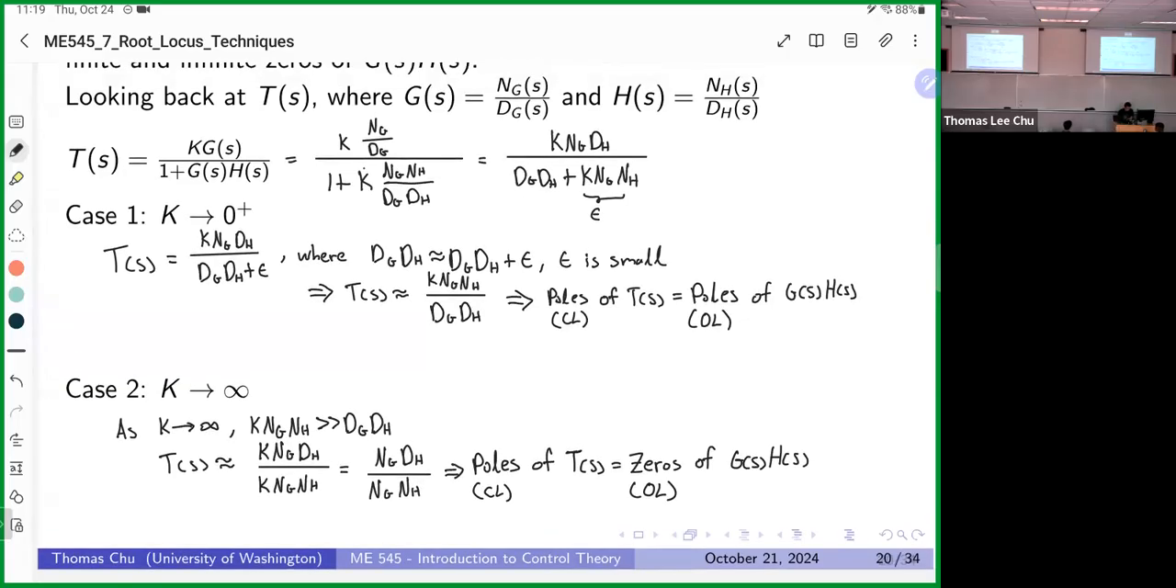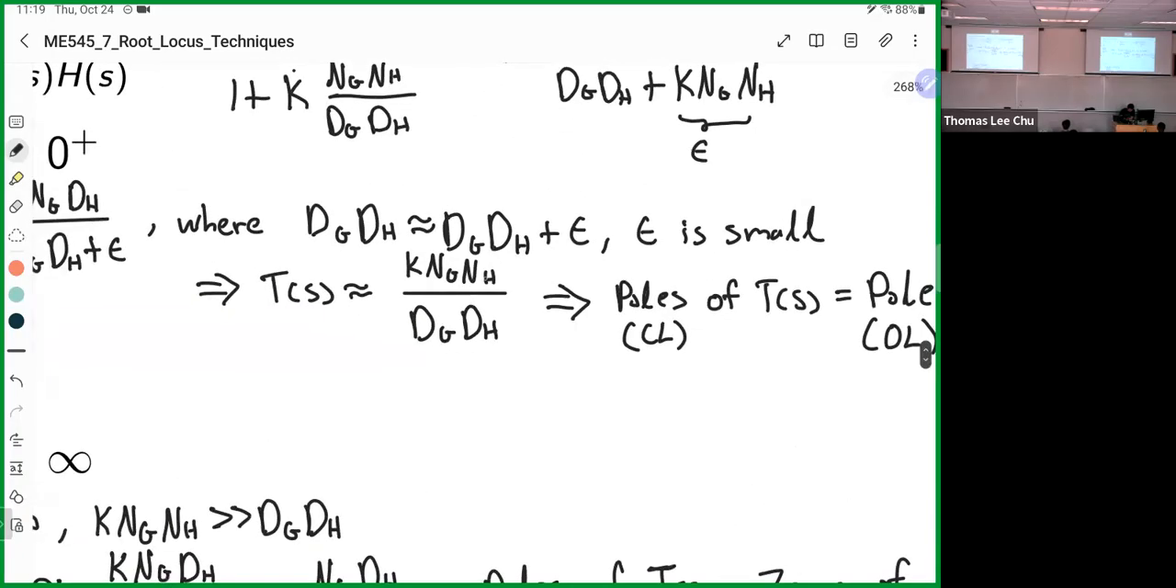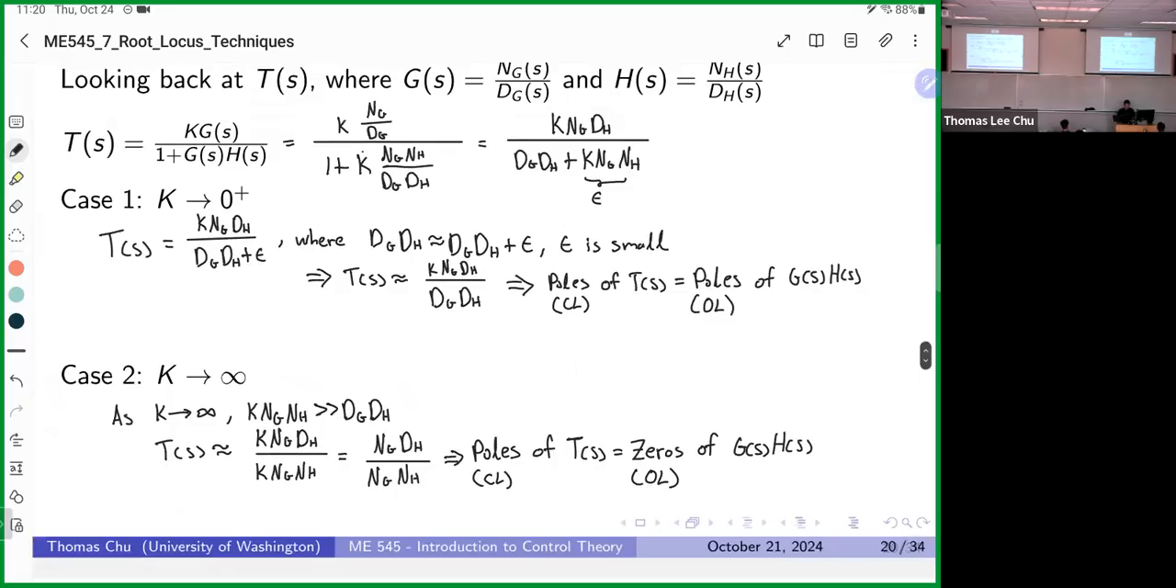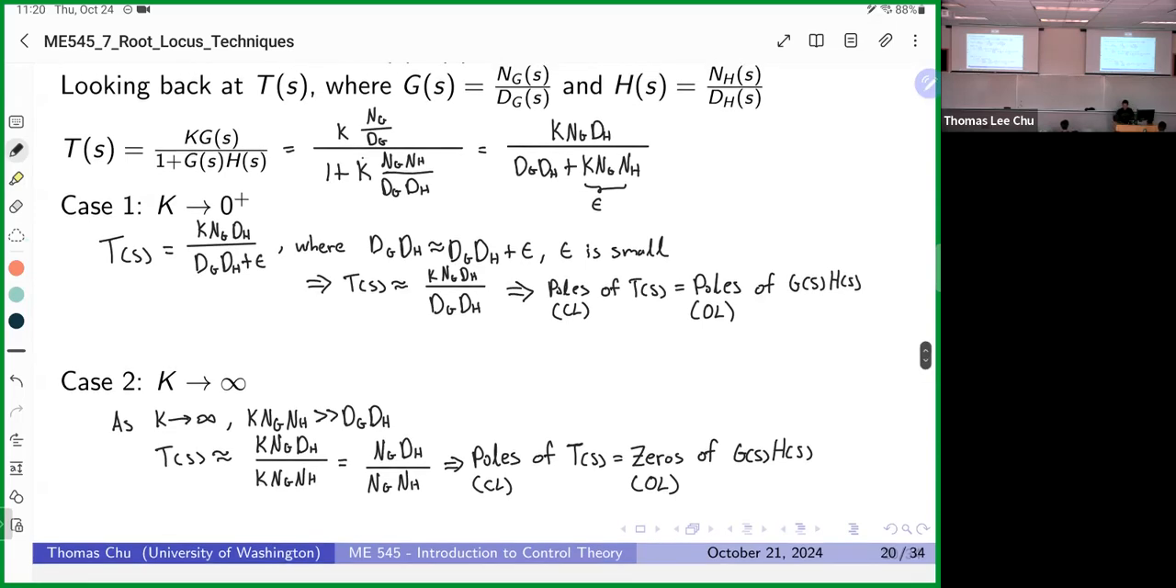NG times, oh yeah, thank you. I don't really care about the closed loop zeros, but yeah, this was the correct one. I mean, I do care about the closed loop zeros, but it's not as important for drawing the root locus. It doesn't tell us anything for drawing the root locus. All right, and we'll continue this on Monday.